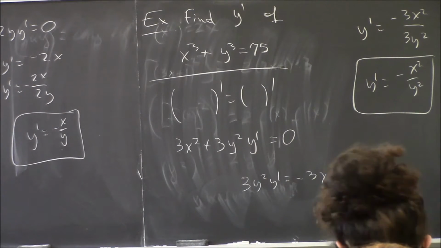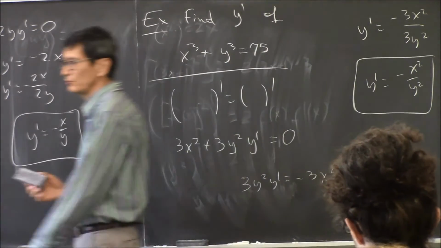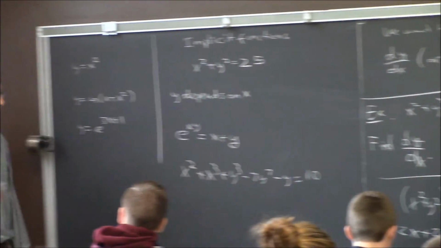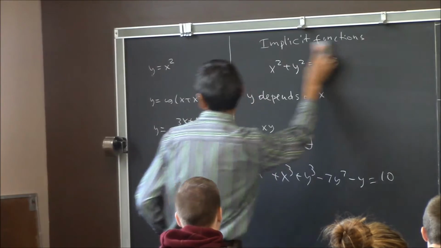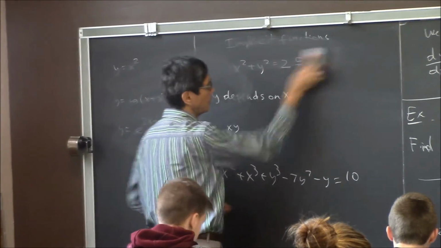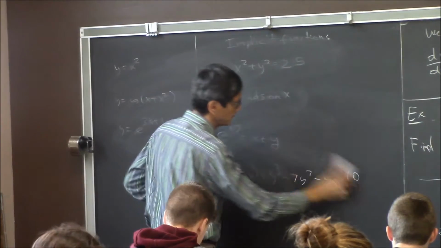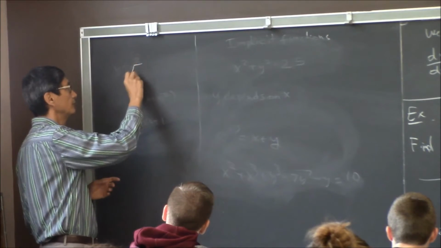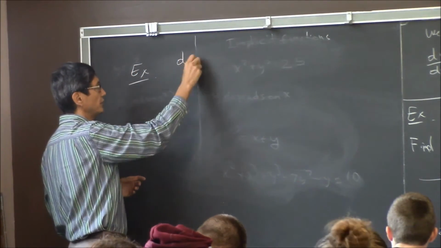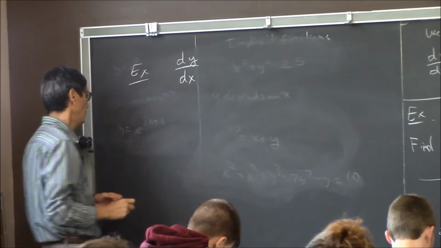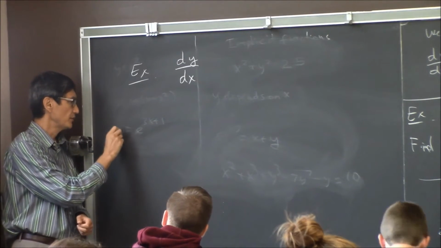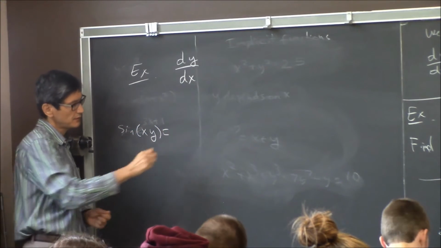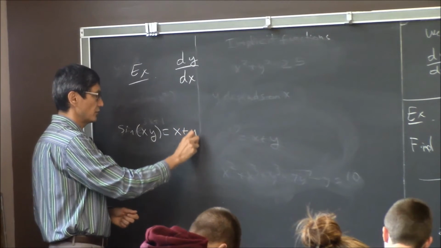So let's build on that a little bit more, and let's run a more complicated example, which will require maybe product rule, quotient rule, maybe something else. Any questions so far? Again, we're looking for dy/dx, for y prime. Say we have an expression which looks like sine of xy equals x squared plus y.